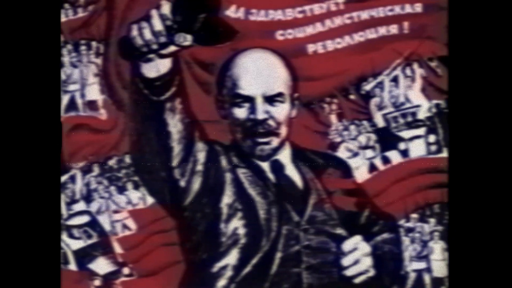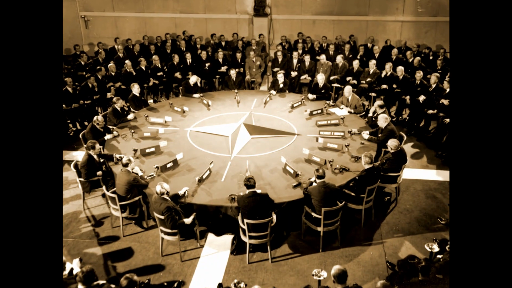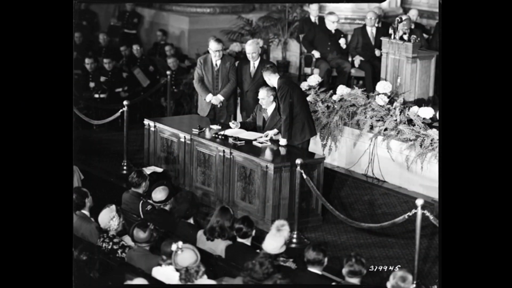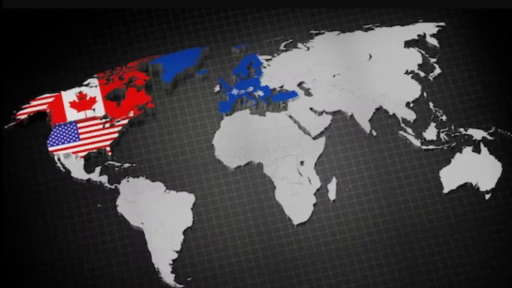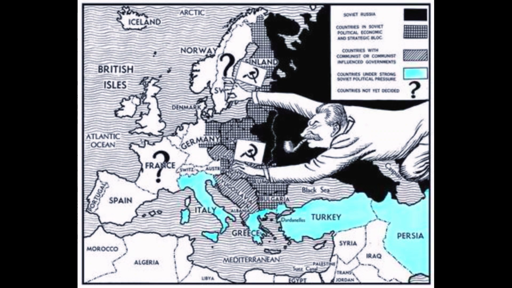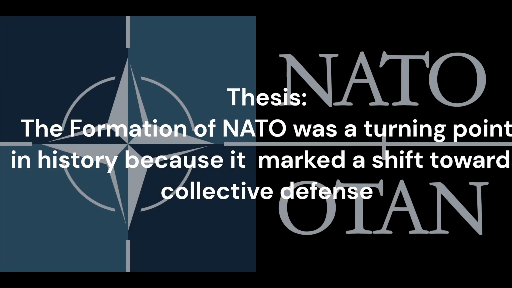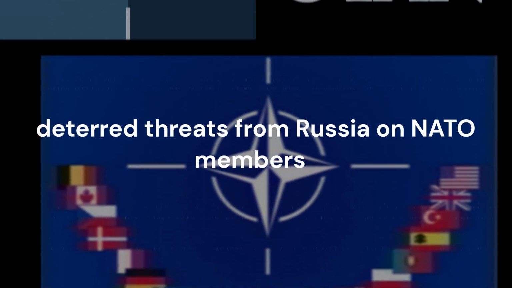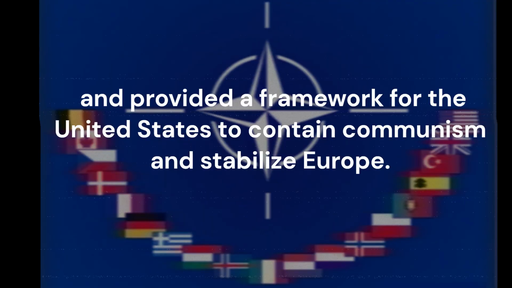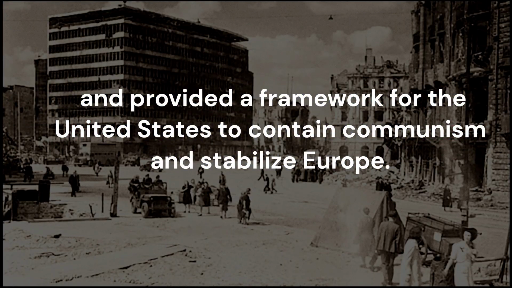Because of the massive differences in ideology, many Western European countries, as well as the United States, saw communism as a threat to democracy. The North Atlantic Treaty Alliance was born from these high tensions. NATO was formed by the United States, Canada, and those Western European countries to provide support against Soviet expansion. The formation of NATO was a turning point in history because it marked a shift towards collective defense, deterred threats from Russia on NATO members, and provided a framework for the United States to contain communism and stabilize Europe.